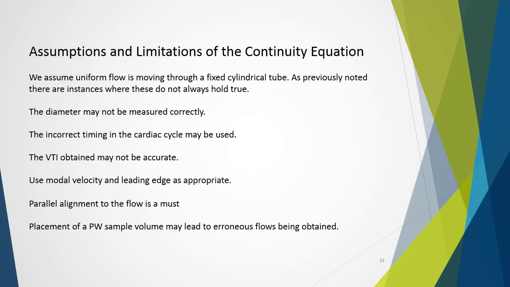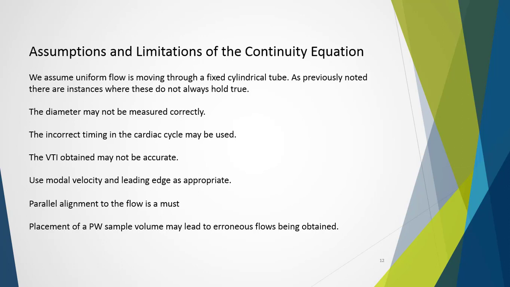The stroke volume calculations using the principle of conservation of mass are based on a simple hydraulic formula that assumes that uniform flow is moving through a fixed cylindrical tube. As previously noted, there are instances where these do not always hold true. The diameter may not be measured correctly due to suboptimal imaging. This may be due to significant calcification, annular rings, valve repairs, or replacements. The incorrect determination of this value impacts the end result significantly.